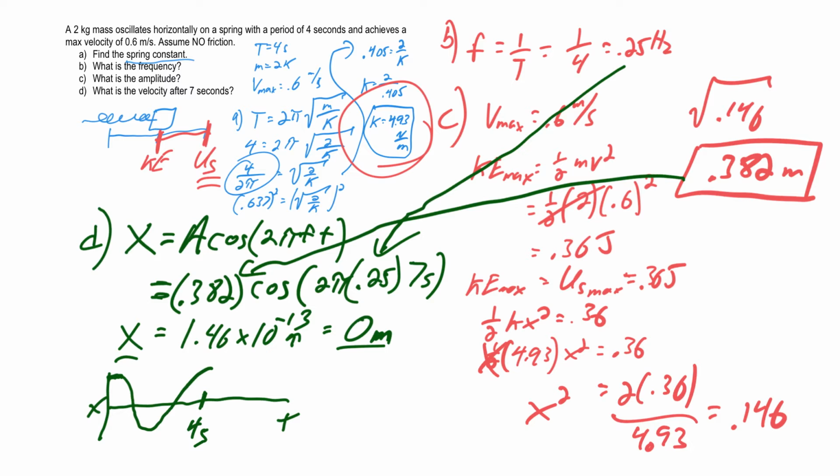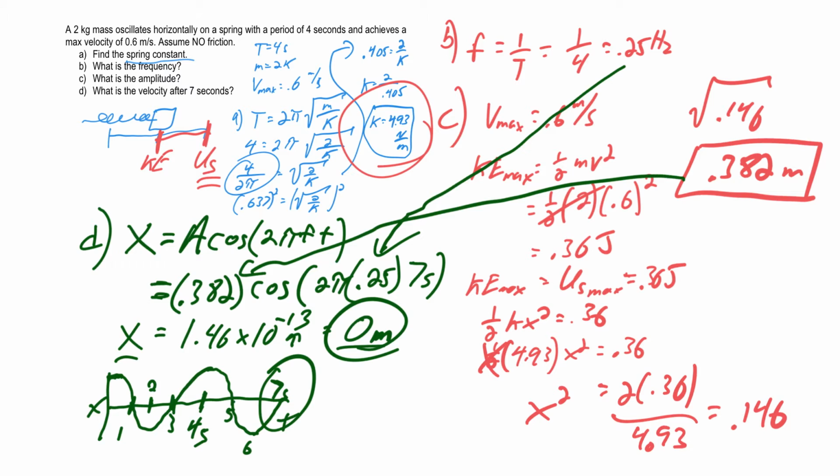But notice this, when it first comes down, this would be 1 second. This would be 2. This would be 3. And then here's our period at 4. So if we continue our curve, we're going to be at 5 seconds at 0. We're going to be at 6 at the max. And then we're going to be at 7 back here at 0. So they just happen to give us the perfect time that would have us back at equilibrium, right? And so our position is going to be 0.